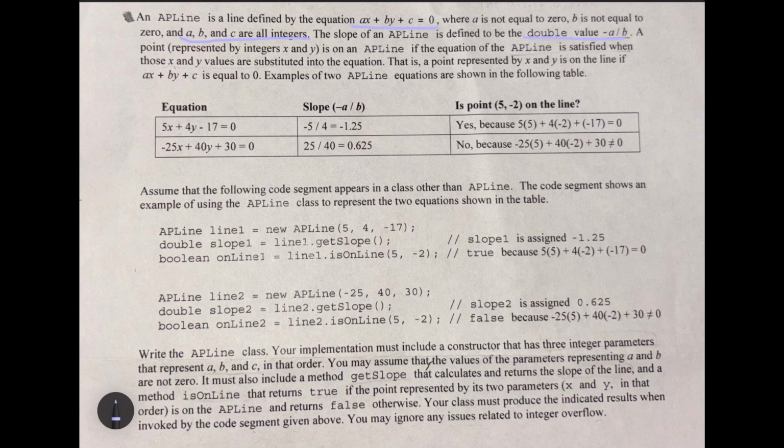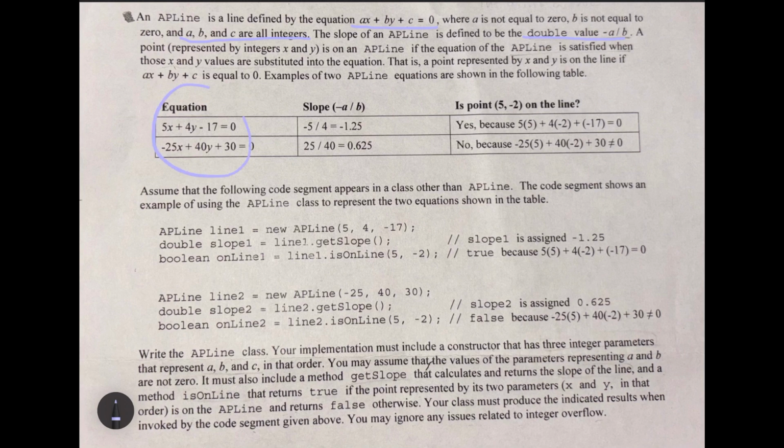A point represented by x and y is on the APLine if the equation of the APLine is satisfied when those x and y values are substituted into the equation. That is, a point represented by x and y is on the line if ax plus by plus c is equal to 0. Examples of two APLine equations are shown in the following table.